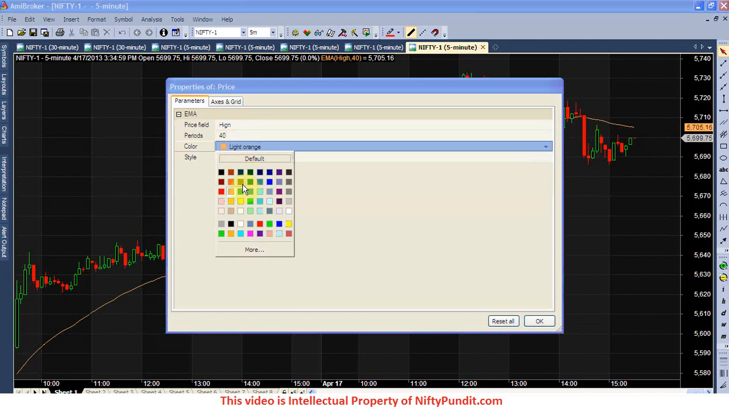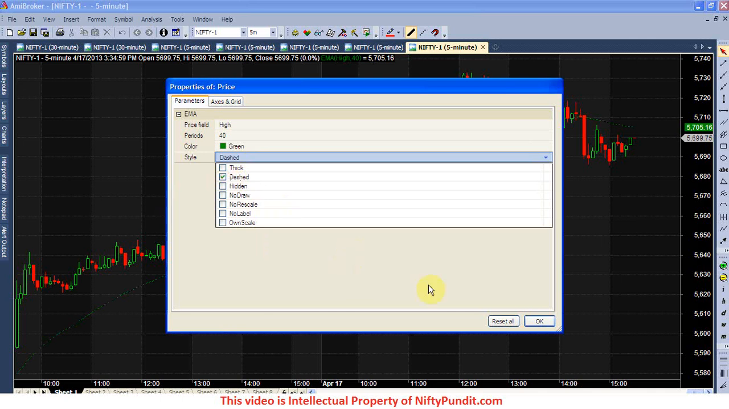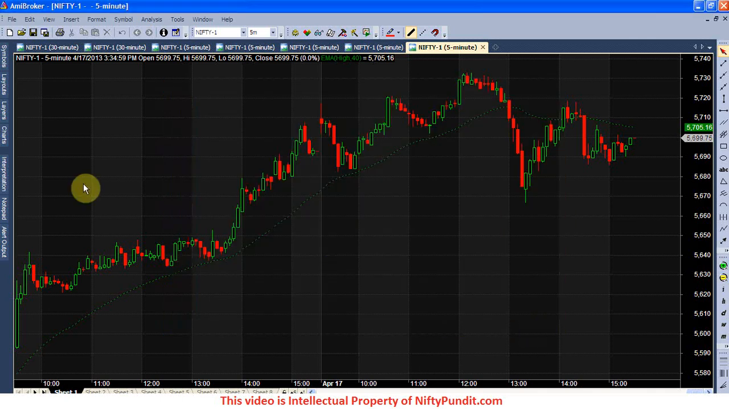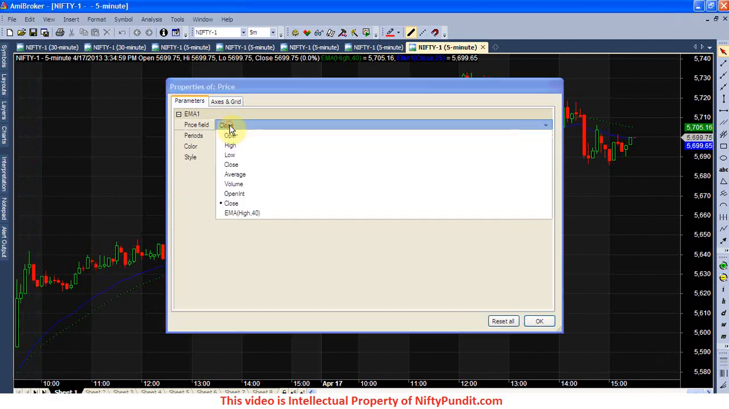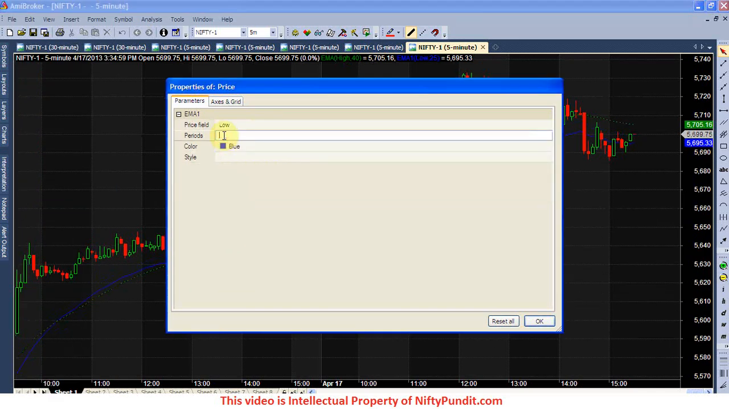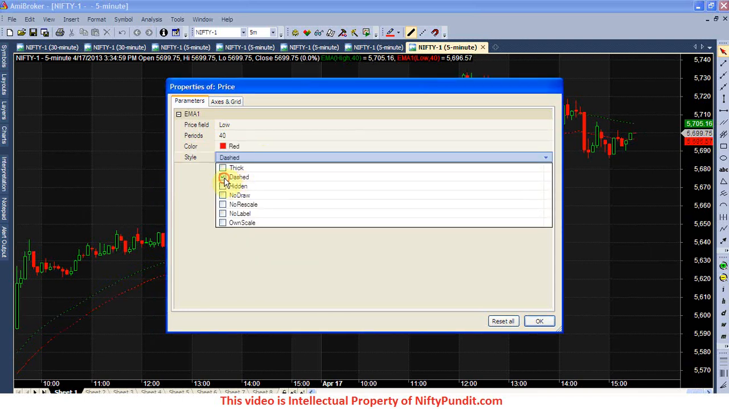and then I'm going to select green as an indication for the long side with dashed lines. I'm going to select another EMA with a low of 40 period with the red color and style as dashed.